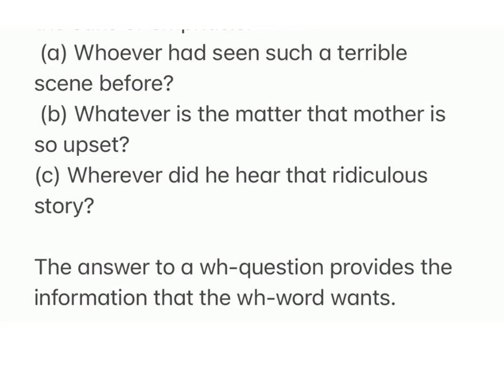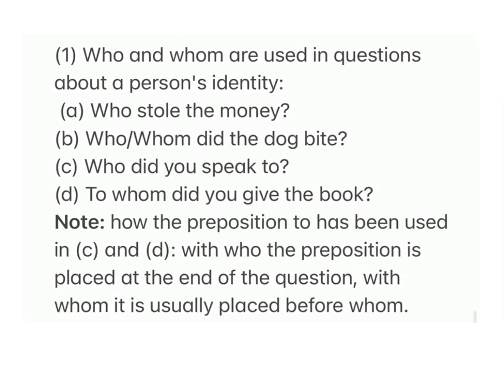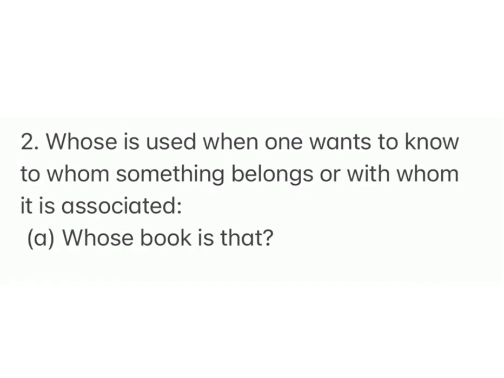The answer to a WH question provides the information that the WH word wants. 1. Who and whom are used in questions about a person's identity. A. Who stole the money? B. Who, whom did the dog bite? C. Who did you speak to? D. To whom did you give the book? Note how the preposition to has been used in C and D. With who, the preposition is placed at the end of the question; with whom, it is usually placed before whom.